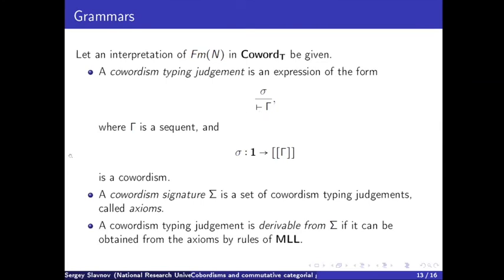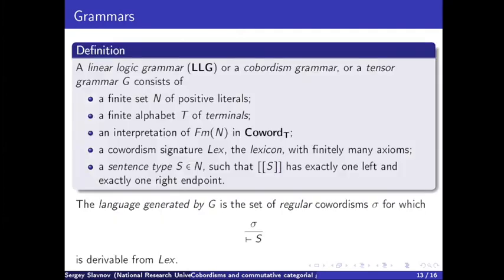And then if we fix some cobordism type judgments as axioms, we can generate more and more cobordism type judgments using rules of linear logic and their interpretation in the category of cobordisms. So I call this structure, the interpretation and the set of axioms, a cobordism signature. And the grammar is a linear logic grammar, LLG, or maybe a cobordism grammar or a tensor grammar. I'm not sure about a good term.